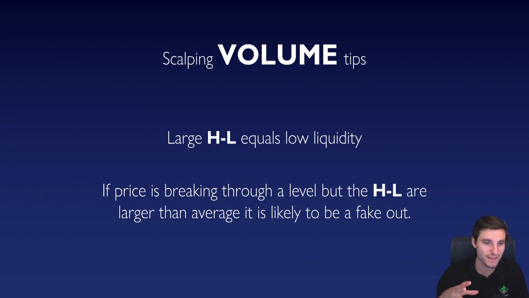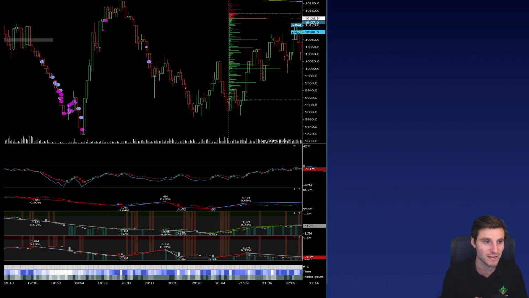Okay, it's not just a high or a low. That's obviously best on the highs and the lows, but you do get the intraday setups as well. But what you're looking for, let's just say the highs and the lows, is when price is breaking through that high or low, and the highs and lows of those candles are larger than average, it is likely to be a fake out. So here I have an example.